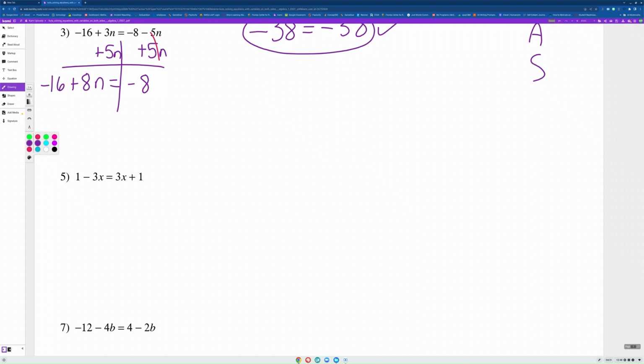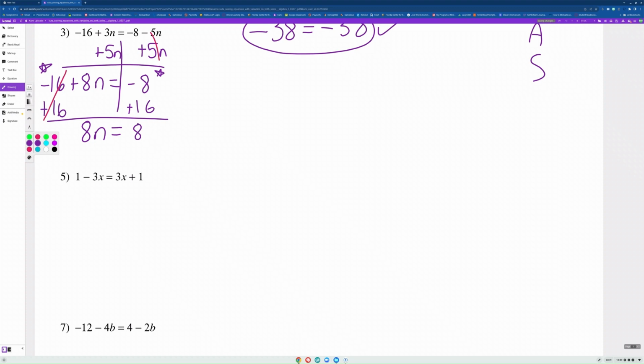So now I just need to make sure that my constants are on one side and my variables are on the other. So because I have a constant left over here, my negative 16, I'm going to move that over to my other side. Because when I move it, then I'm going to have something to work with. But if I were to move my negative 8, then I would have nothing to work with, right? So once I do that, I'm doing my opposite operation. Those are going to cancel. I have 8n is equal to negative 8 plus 16 is actually going to give me 8.